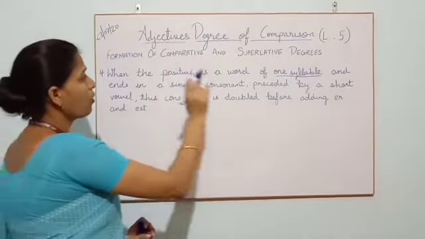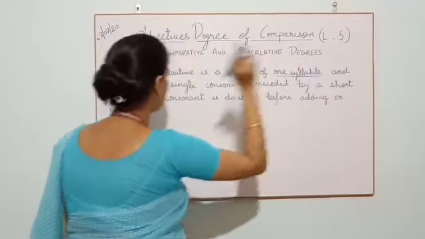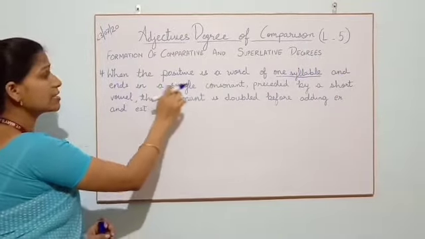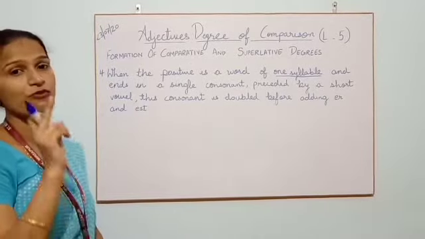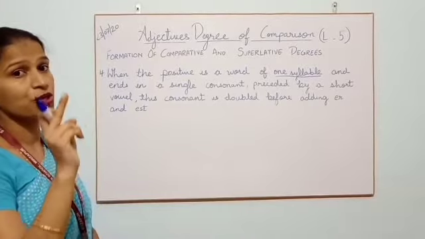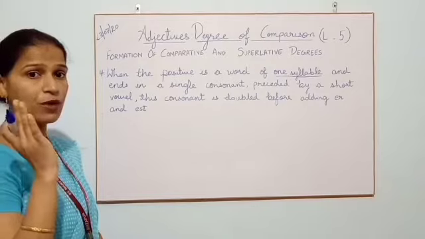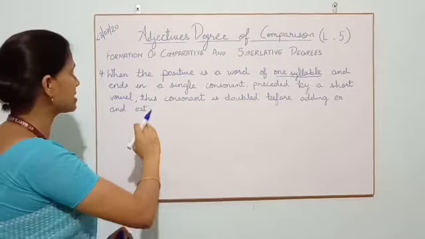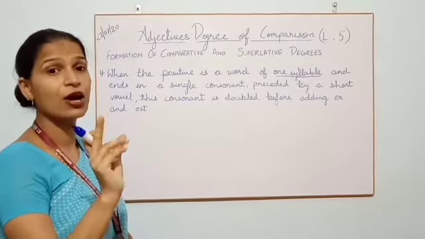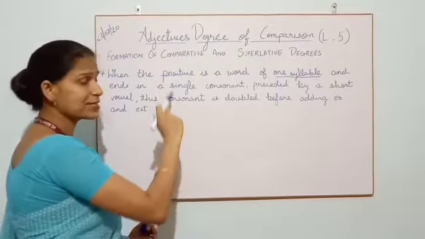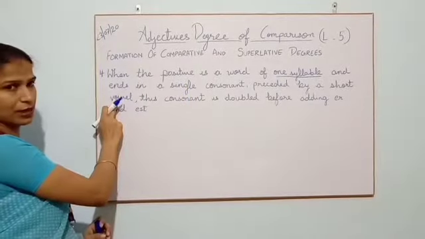So, when the positive is a word of one syllable and ends in a single consonant. I have also explained you about vowels and consonants. Your vowels are A, E, I, O, U, and remaining ones are your consonants. So it says, if the word is ending with a single consonant, then what happens? Preceded by a short vowel.